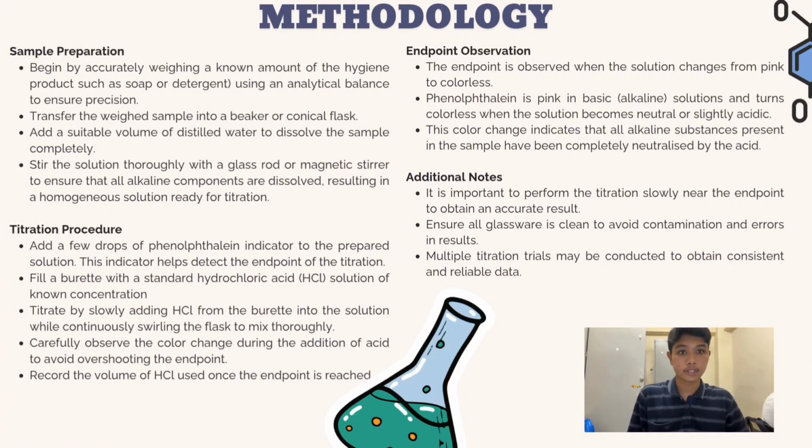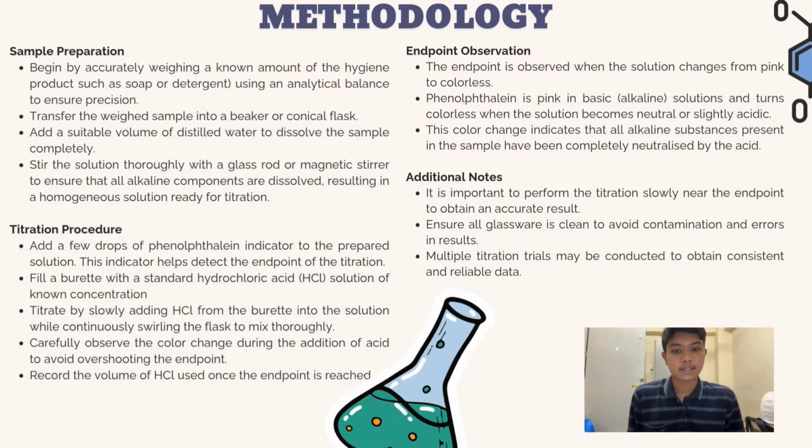So first things first, the sample preparation. You must begin by accurately weighing a known amount of the hygiene product such as soap or detergent using an analytical balance to ensure precision. And then we must transfer the weighed sample into a beaker or conical flask. And then we must add a suitable volume of distilled water to dissolve the sample completely. And lastly, we must stir the solution thoroughly with a glass rod or magnetic stirrer to ensure that all alkaline components are dissolved, resulting in a homogeneous solution that is ready for titration.